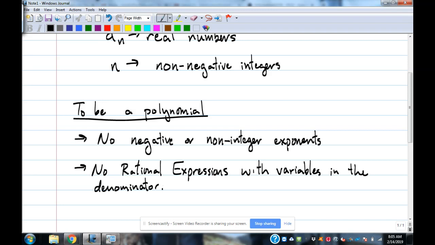Doesn't mean it can't be a rational expression, just means it can't have variables in the bottom. It can be a fraction as a coefficient, or you could write x squared plus 4x over 3. That's a rational expression, but it doesn't have a variable in the denominator, so that makes it legal. If you just did this, then it's not a polynomial anymore. Okay, so that's what that particular statement means.